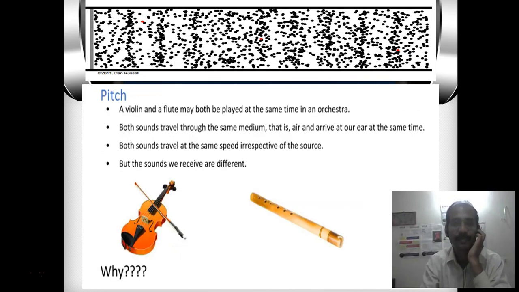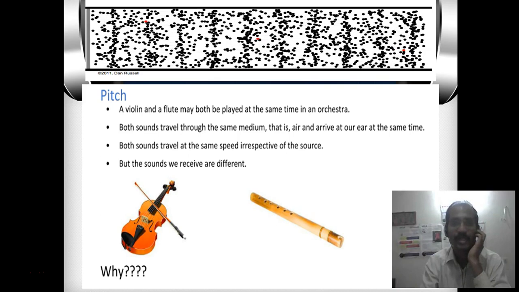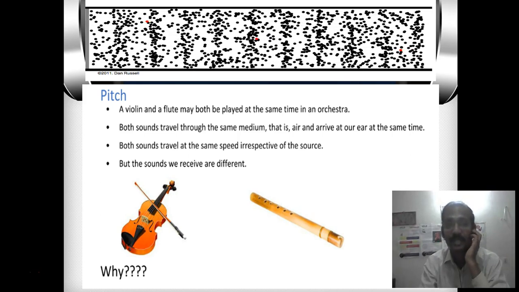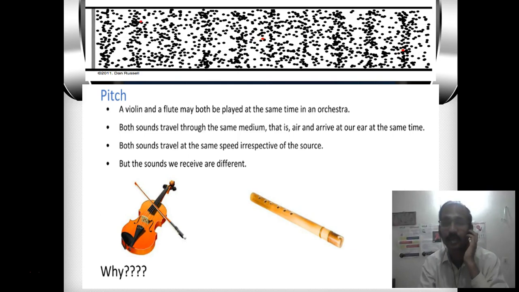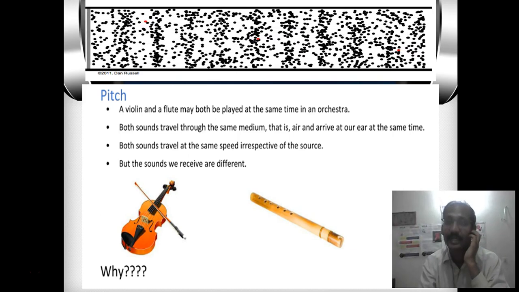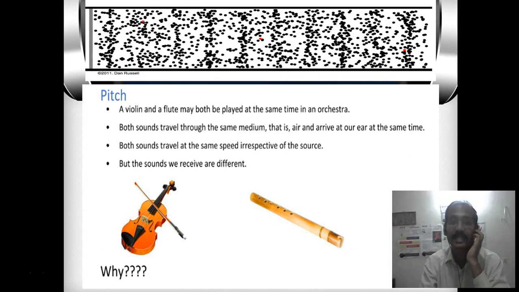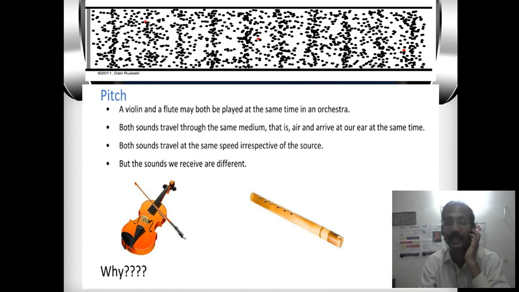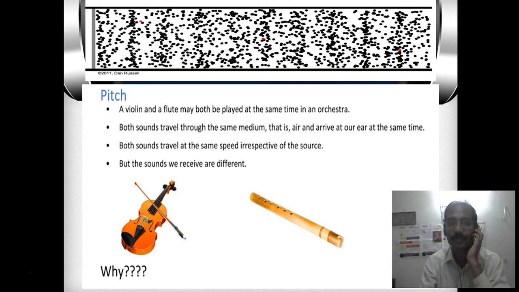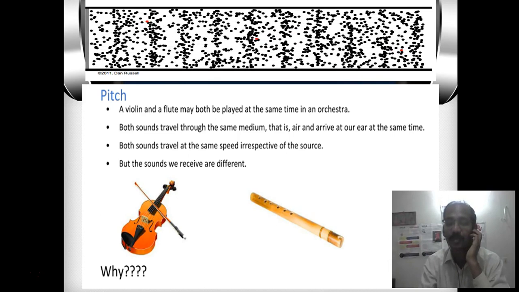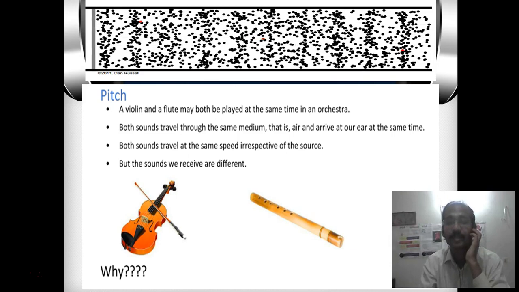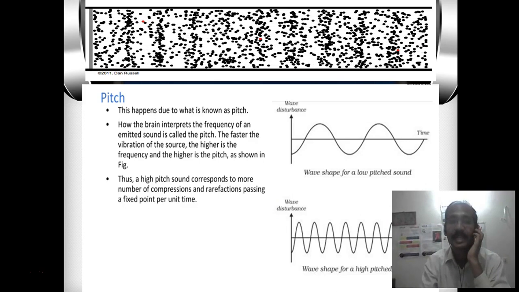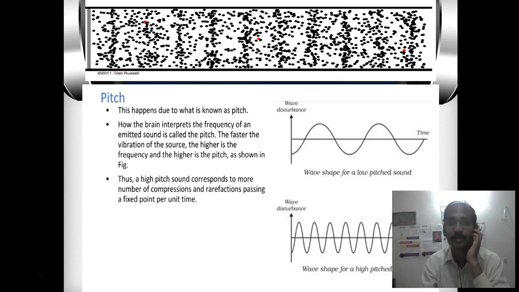Next, pitch. A violin and a flute may both be played at the same time in the orchestra. Both sounds travel through the same medium, that is air, and arrive at our ear at the same time. Sound travels at the same speed irrespective of the source, but the sounds we receive are different. You know this. In an orchestra, drums, flute, and other instruments at a time we are observing different kinds of sounds. Why? This happens due to what is known as pitch.